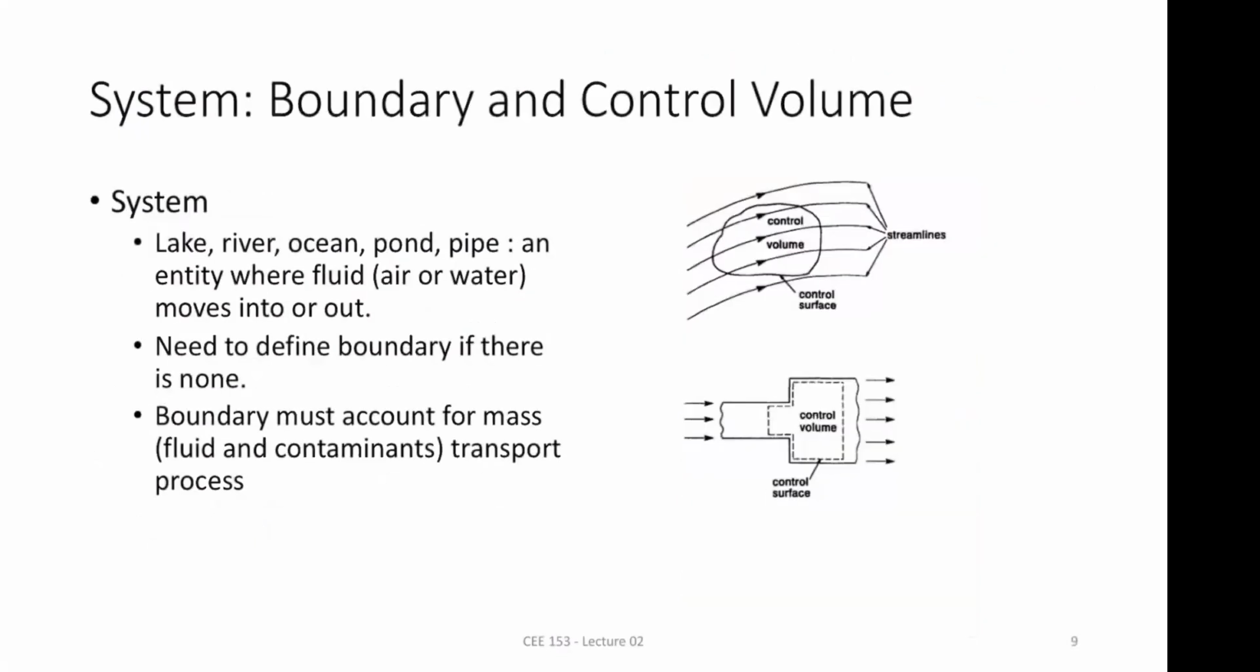Now, there are different kinds of systems you deal with: lake, river, ocean, pond, pipes, all those things where things move in and out. You need to define the boundary because that boundary will tell you what happens inside the system. That could be very arbitrary, sometimes intuitive, sometimes not. But you have to define that first before you solve it, because that boundary will define how much mass is moving across it, coming in and out. So for instance, here there is a pipe.